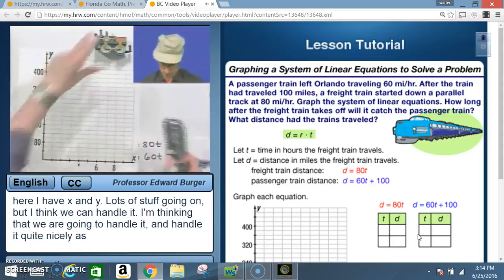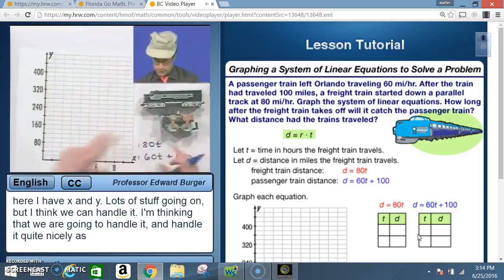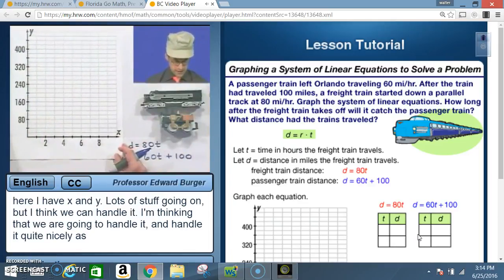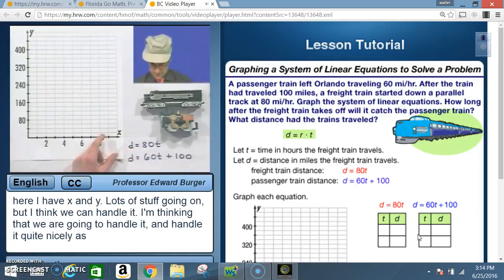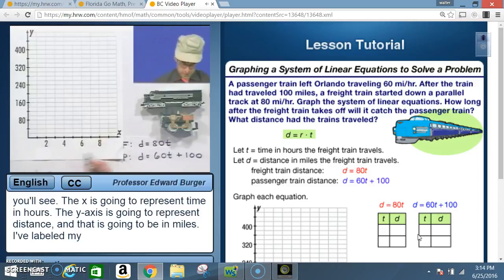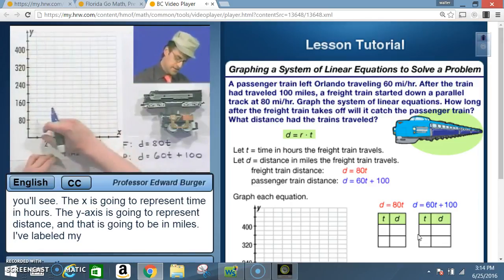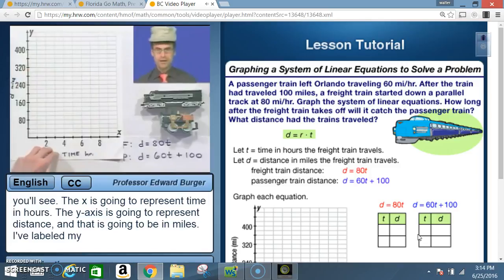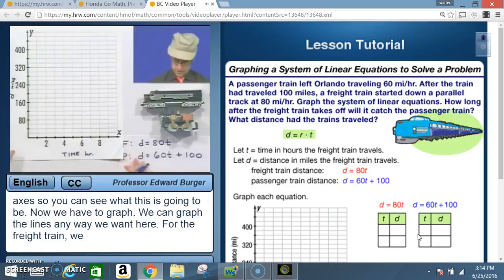So here I've got xy. Lots of stuff going on here. But I think we can handle it. I'm thinking we're going to handle this and handle it quite nicely, as you'll see. Okay, so first of all, the x here is going to represent time in hours. And the y-axis here is going to represent distance, and that's going to be in miles. And so I labeled my axes so that you can see what this is going to be.